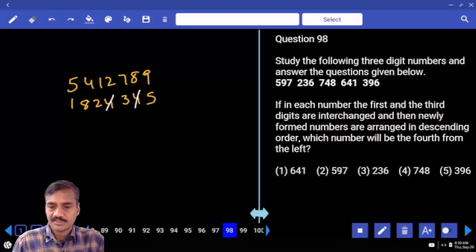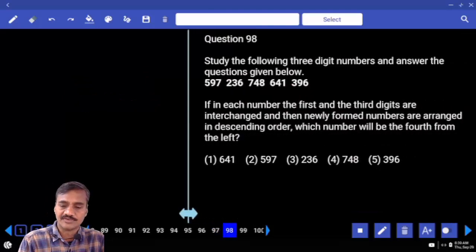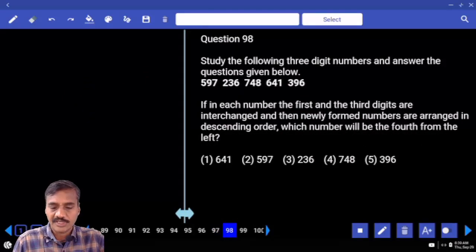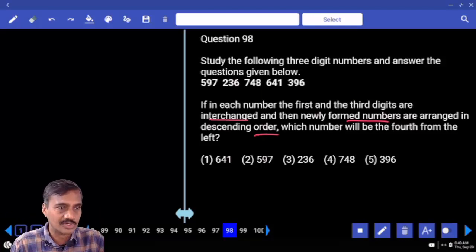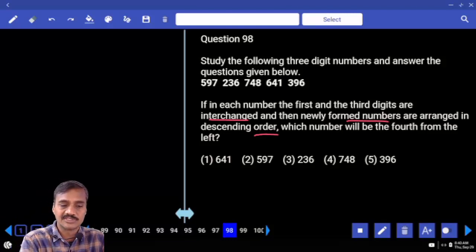And 98. Now this 98 is based on a set of numbers. Now in each number, if the first digit and the third digit are interchanged, the entire number is reversed. Then the newly formed numbers are arranged in descending order. Which number will be fourth from the left? Descending order is nothing but the second lowest. And fourth from the left hand is highest, second highest, third highest, and so on. And second least number. Among this one, second least number is 7, 6, 8, 1, 6.